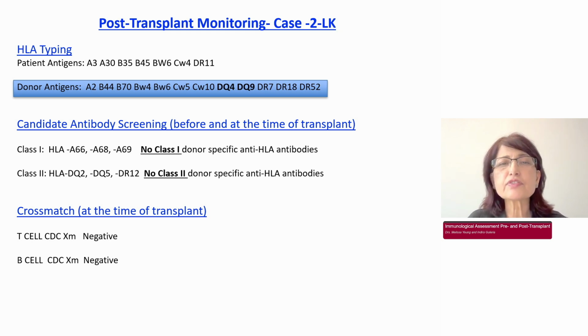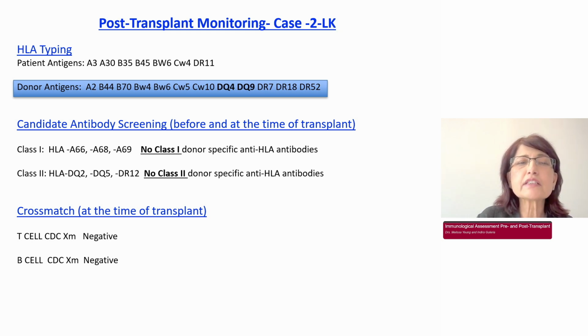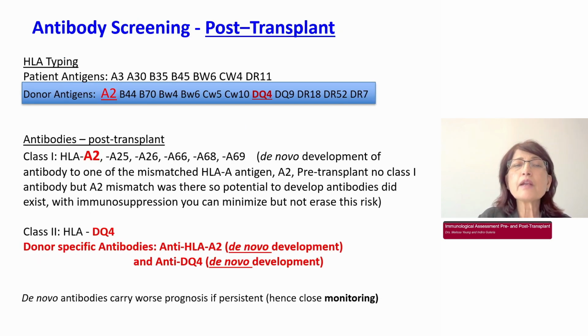So this is a second case for post-transplant monitoring. The patient has these HLA antigens, and the donor antigens are these. At the time of transplant and before transplant, the patient has no class 1 or class 2 antibodies. The antibodies, as Dr. Young showed, you have to match with the donor. So 66, 68, 69 are not donor antigens, so there are no class 1, and similarly no class 2 antibodies. CDC cross-match was negative, and B cell was also negative. So the patient received a transplant, and post-transplant, the patient developed antibodies to HLA-A2.